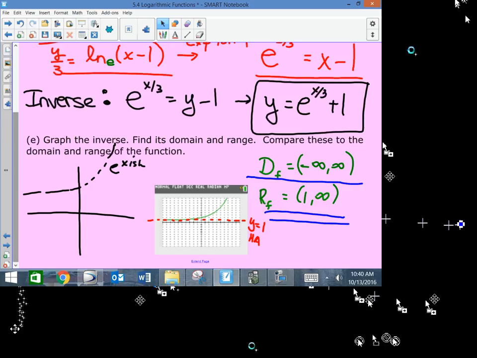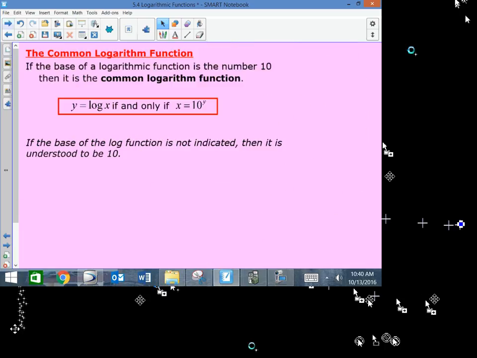Okay, anything else on this page? Are we ready to move? All right. Why that button is not working for me.